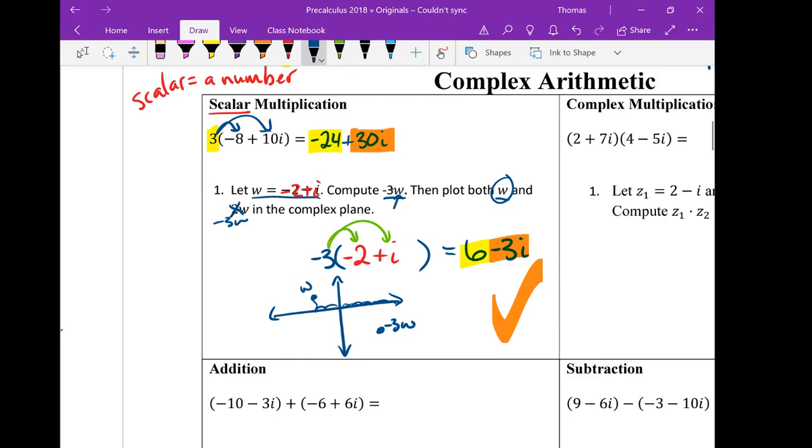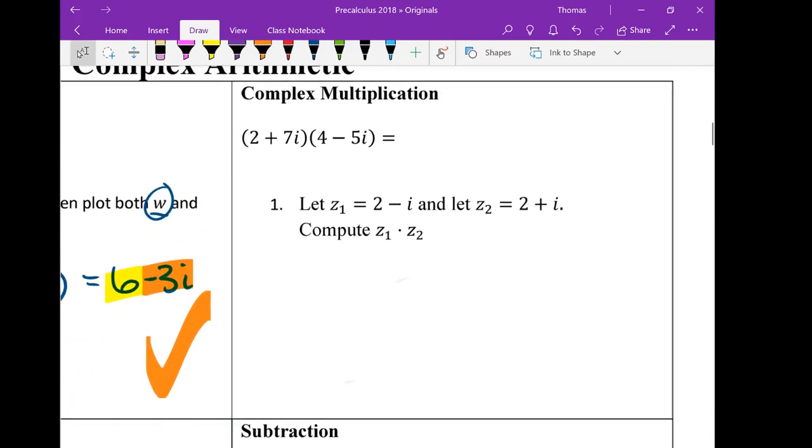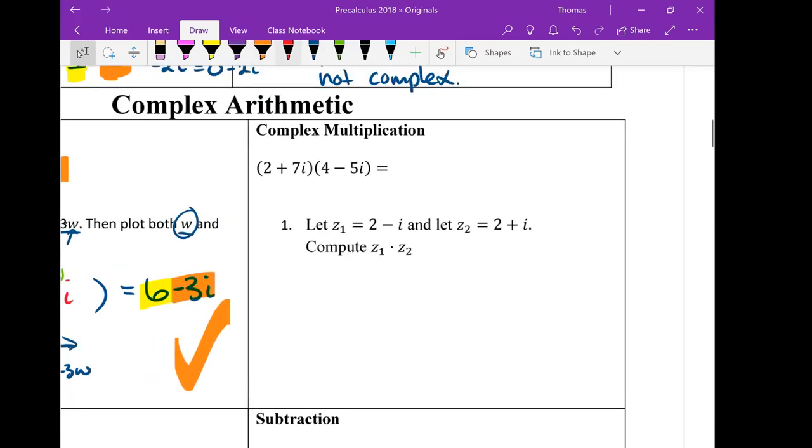Scalar multiplication, all set. Complex multiplication has a couple more steps, but basically it's still the same as what we had done in algebra class. So we have two things that basically look like binomials. We're just going to have to distribute each part to each of the other parts. So in this case, we have 2 times 4 is 8. 2 times negative 5i is negative 10i. 7i times 4 is positive 28i.